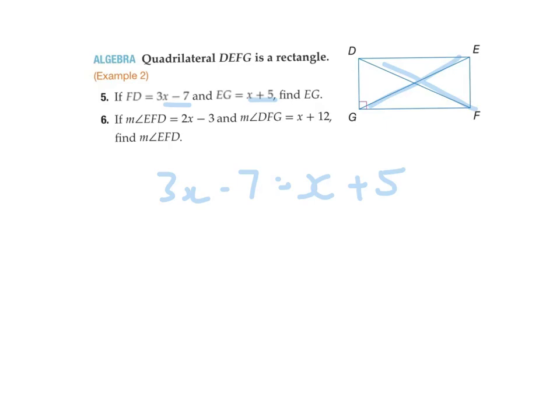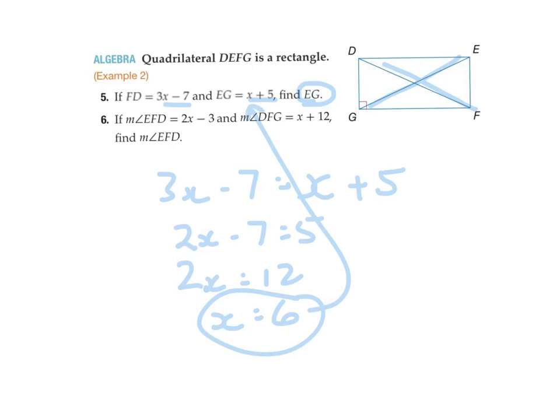Okay, subtracting x from both sides, we get 2x minus 7 equals 5. Add 7 to both sides, 2x equals 12, divide through by 2, x equals 6. Is that the answer? No, it says find EG. So take this guy here and plug it into here. So we're substituting on this side here. So instead of x plus 5, we're going to put 6 plus 5, which gives us a length of 11. Now we've answered the question.